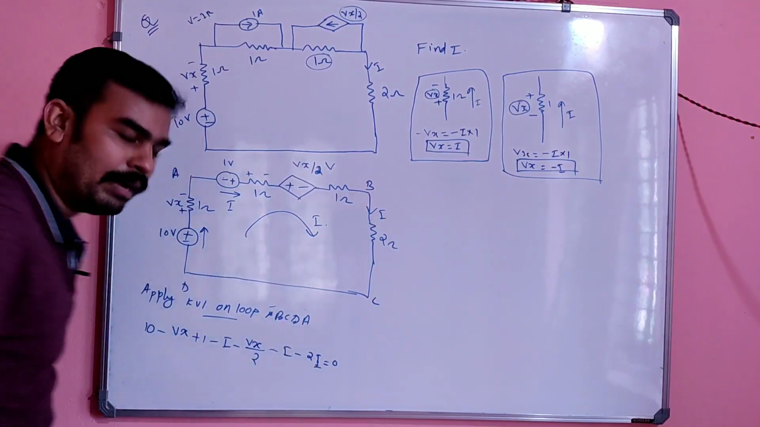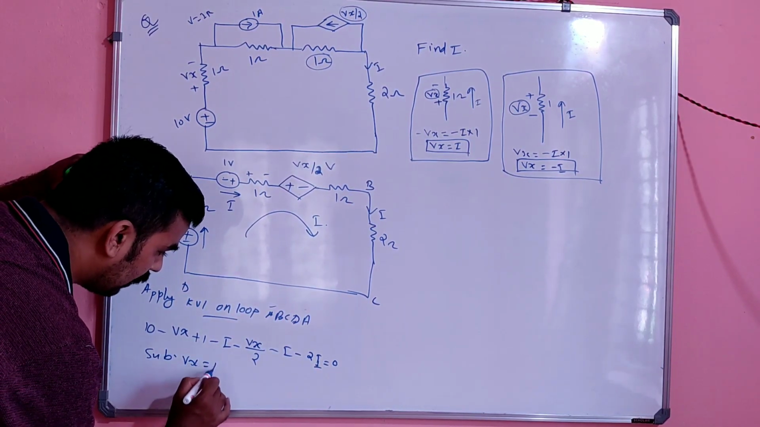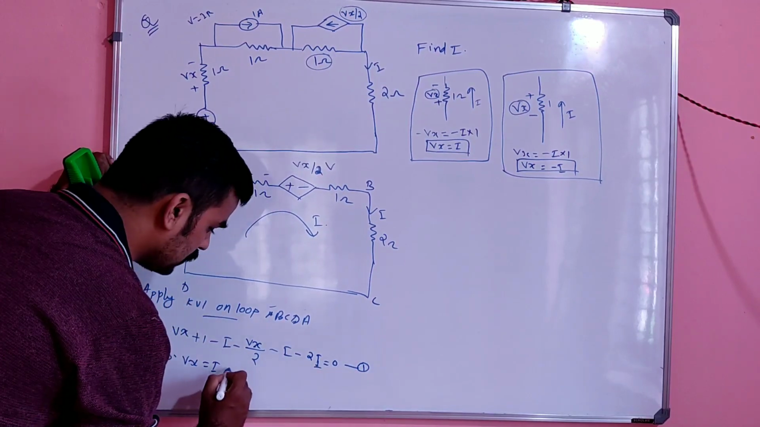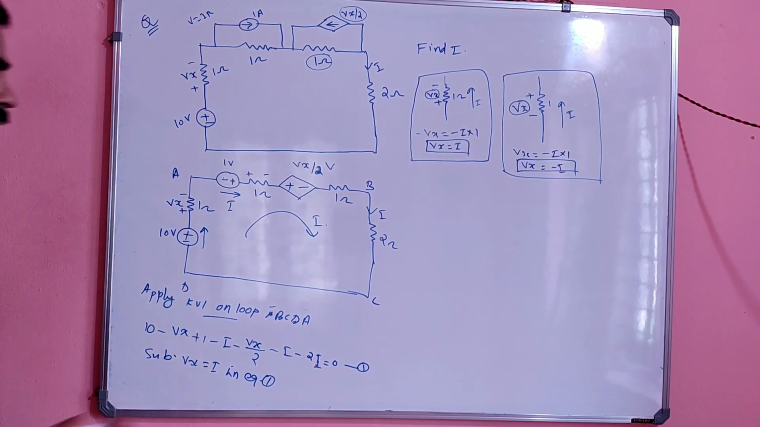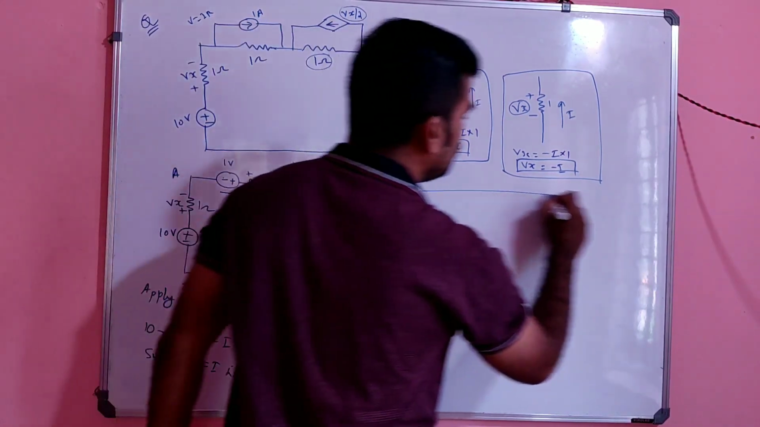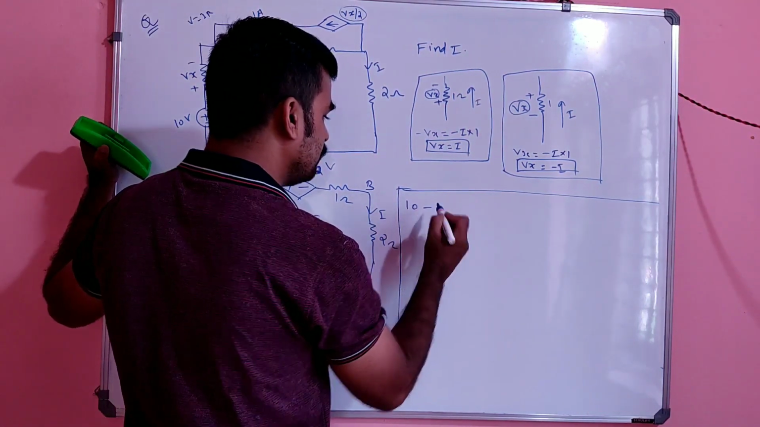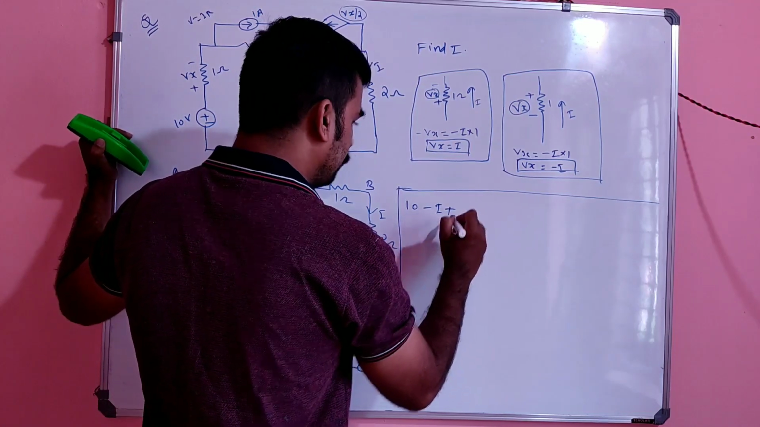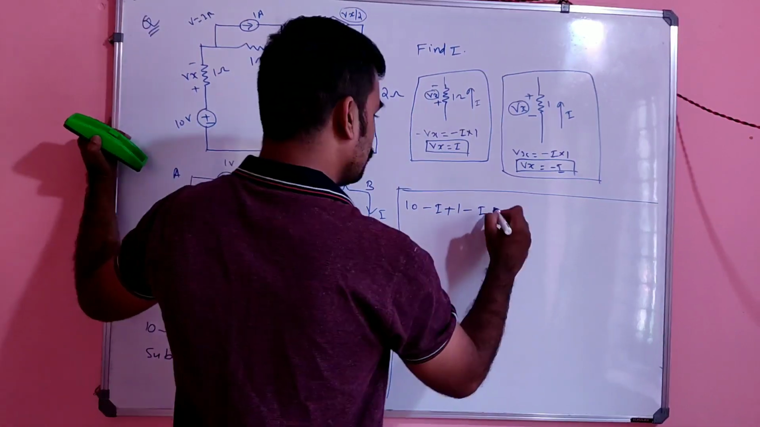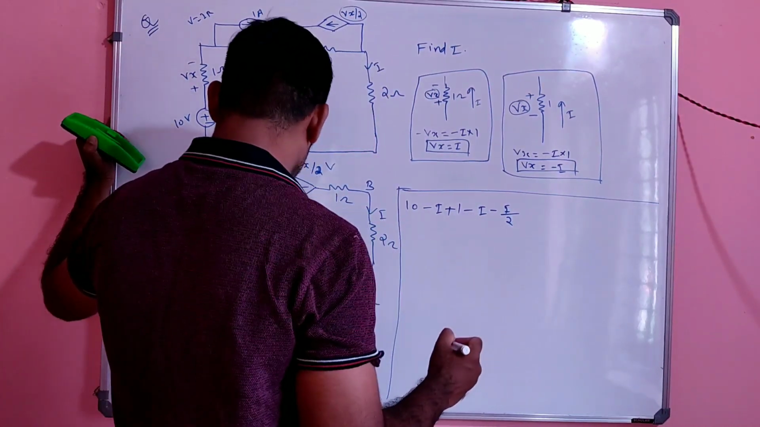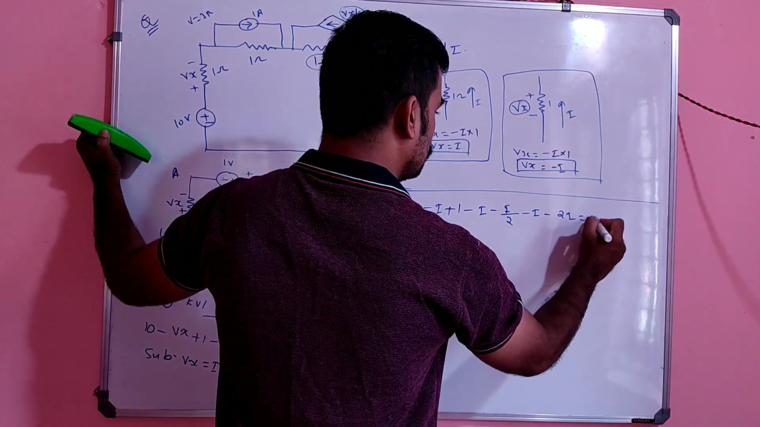We have the value Vx equal to I. Substitute Vx equal to I in equation number 1. What do I get? It will become 10 minus Vx, and Vx is simply I, plus 1 minus I, minus I by 2, again minus I, again minus 2I equal to 0.